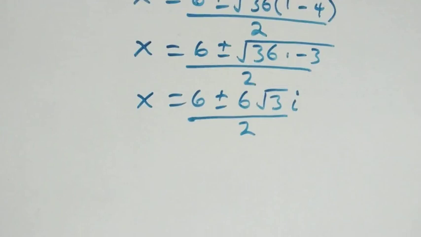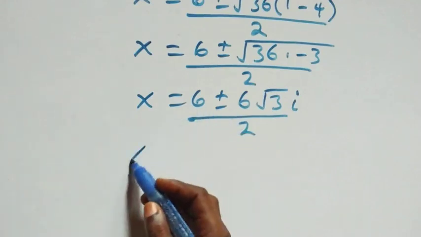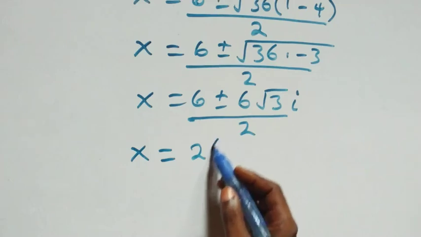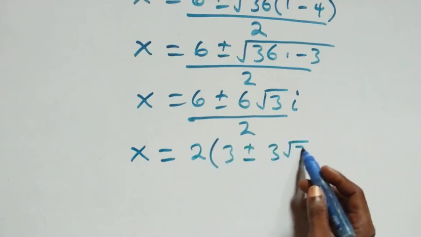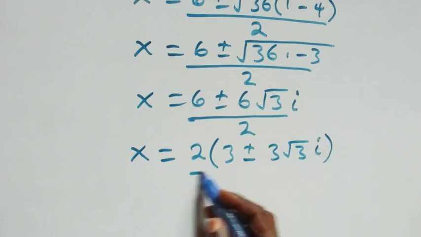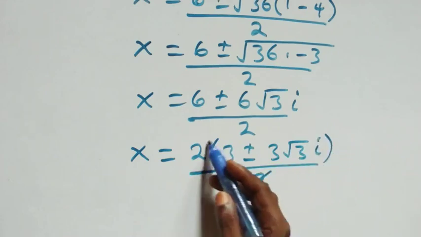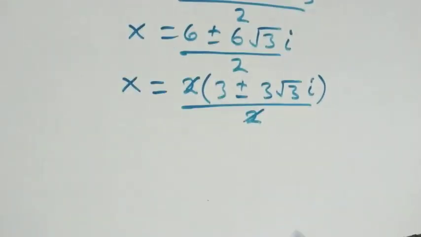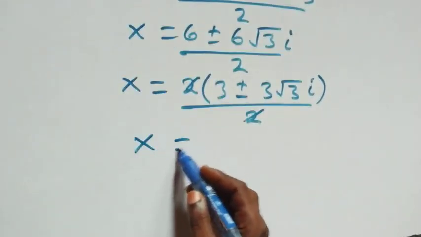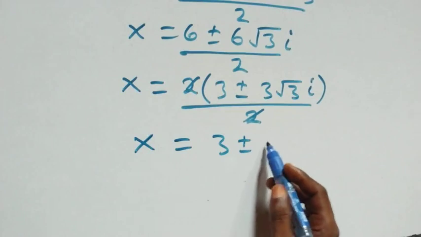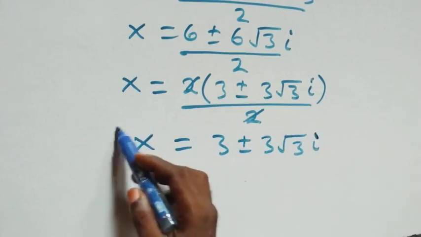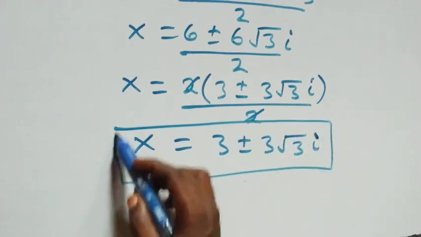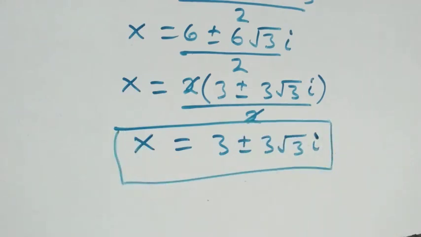Then we factor 2 out up here, and we have x equals 2 times (3 plus or minus 3 root 3 i), over 2. The 2s cancel each other. That is x equals 3 plus or minus 3 root 3 i. So here we have two complex solutions.